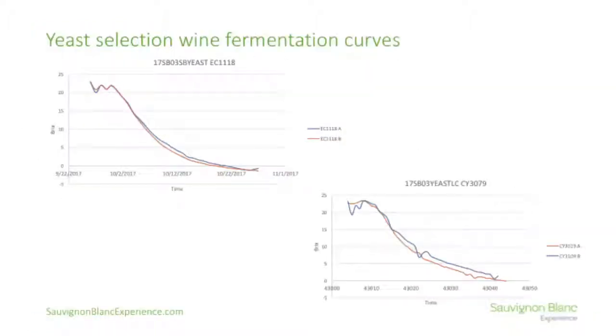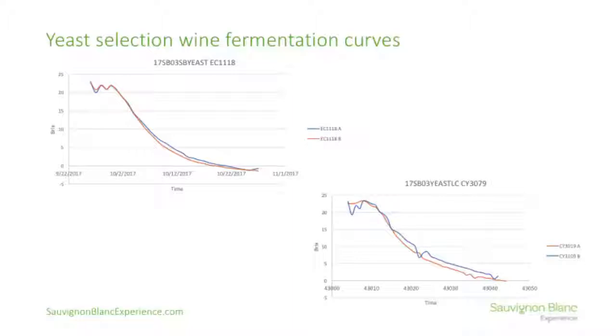So if you look at EC 1118, you will see the two reps. We did everything in replicates again. Very similar, okay? No differences due to replication. There's a typo, CY3079, not 19. I saw it last night. But once again, as you can see, the reps look very similar.